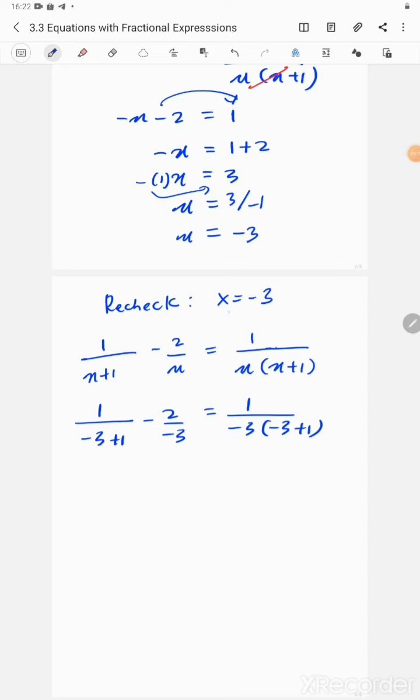Okay, now we substitute the value of negative 3 into the original. This is the original equation. I substitute this, replacing x with negative 3 for all terms in the equation.